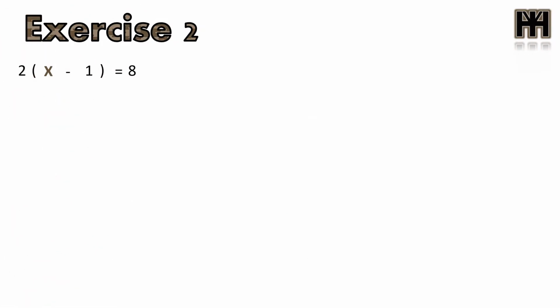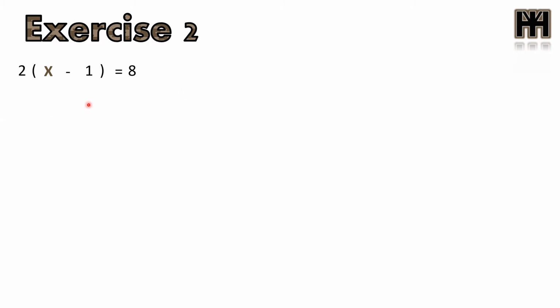Exercise 2. Now we have 2 multiplied by (x minus 1). The brackets here indicate that 2 is multiplied to the x and the negative 1, not only to the x or not only to the negative 1. The bracket indicates that the 2 is multiplied to the two of them, the x and the negative 1.